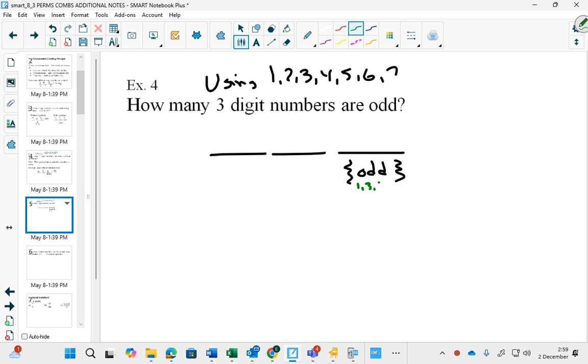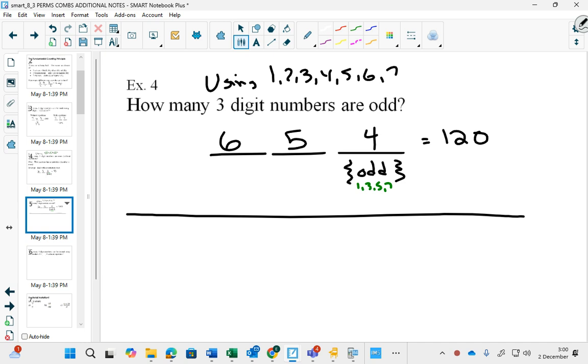Your choices here are 1, 3, 5, and 7. Now you would have 4 choices. You've used up a number, then 6, then 5. Did you get 120? And can you see how you can use the results that you got in question 2 and question 3 to get the same thing? And this is going to introduce to you a very important strategy that I call the NOT strategy.